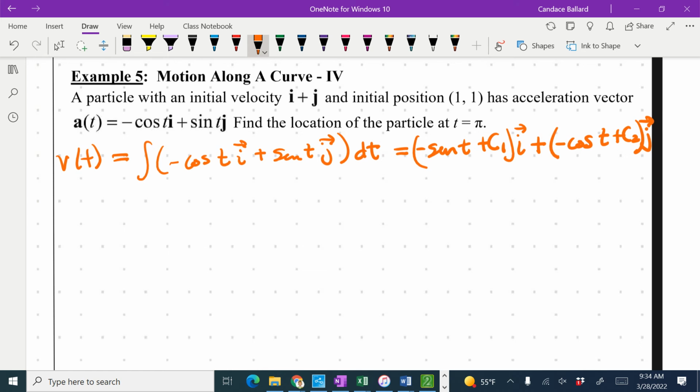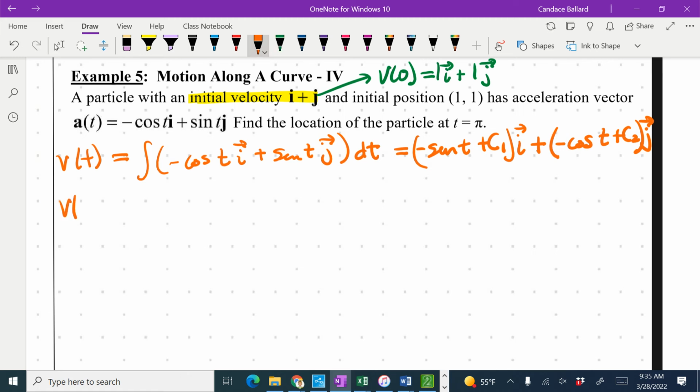Okay, they threw us a couple of things that are different than what we did in the last one, okay? When we see initial velocity equals i plus j, what that means is velocity when time was 0 is 1i plus 1j. So initial velocity means the time component is 0, because you need to know what to plug in for the t when we have to solve for the c sub 1 and the c sub 2.